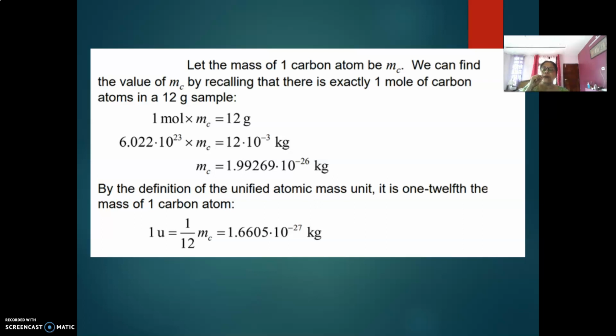And by atomic mass unit, we know that the atomic mass unit is none other than 1/12 of the mass of one carbon atom. So 1/12 of the mass of one carbon atom, taking that mass in kg, and a simple calculation will give us the value 1.6605 times 10 to the power minus 27 kg.